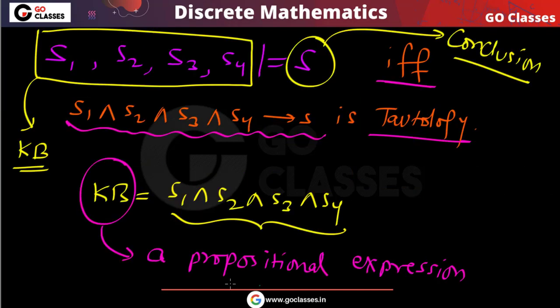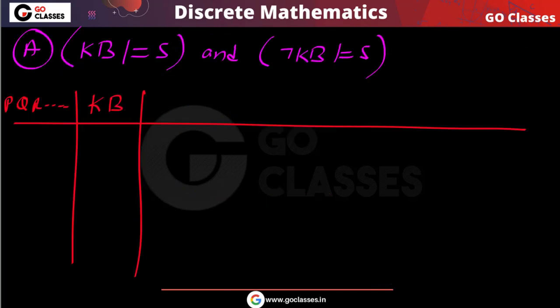Okay, so the knowledge base is basically a propositional expression over some propositional variables. These are the propositional variables we don't know. But now, s is another proposition. Now what we need to check is: is it correct that the knowledge base infers s and the negation of the knowledge base infers s?